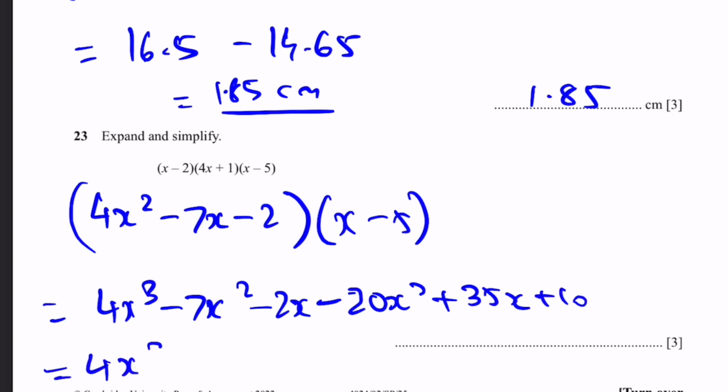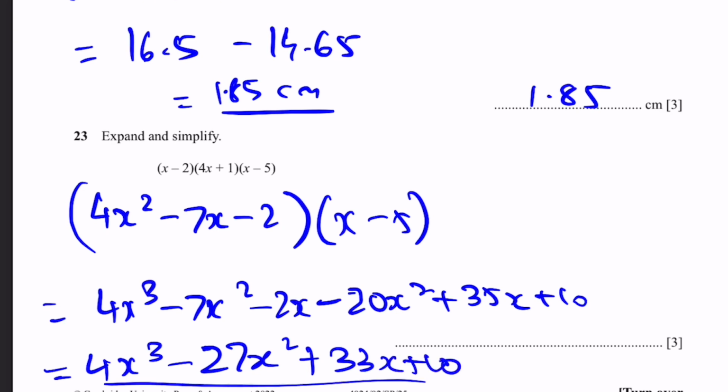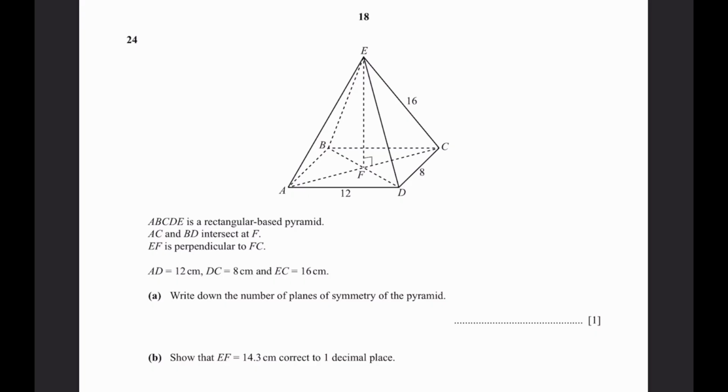Now we can just write this out. 4x cubed minus 27x squared and then plus 33x plus 10. That's the answer. 4x cubed minus 27x squared plus 33x plus 10. Now going to question 24.